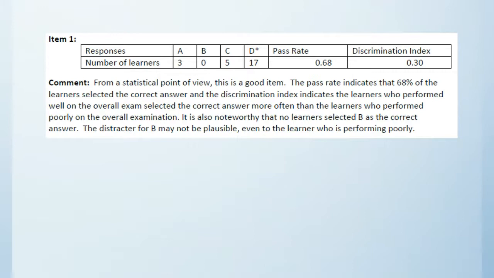So from a statistical point of view, this is a good item. The pass rate of 68% indicates that the learners selected the correct answer, and the discrimination index indicates learners who performed well on the exam overall selected the correct answer more often than learners who performed poorly on the examination. But it's also noteworthy that no one chose B. So B is probably not a plausible distractor and should be rewritten.